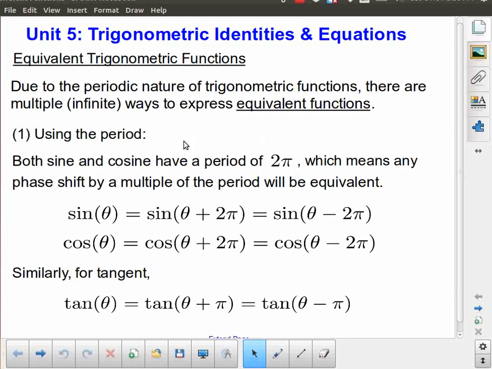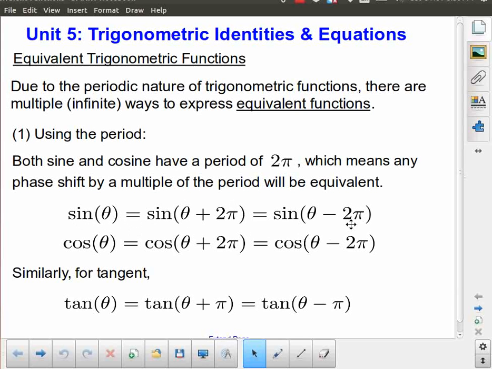The first and easiest way to talk about equivalent functions, and it really helps if you can bring to mind the graphs, the pictures of the graphs. Sine and cosine are both trigonometric functions with periods of 2 pi. So that means you can phase shift these by any multiple of 2 pi, whether it's 2 pi or negative 2 pi. That could also be 4 pi, 6 pi, 8 pi, any integer multiple of 2 pi, in the positive or negative direction.